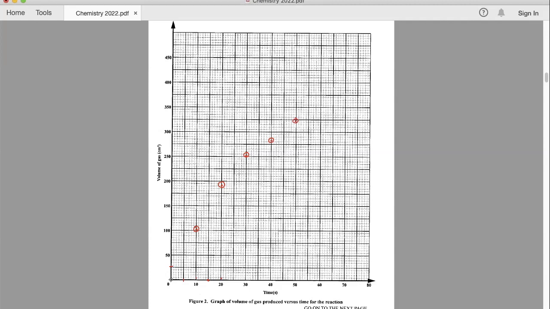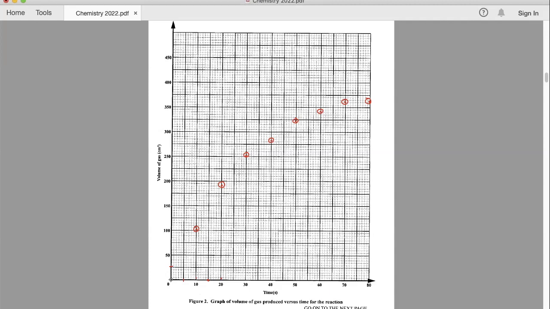So here we go. This is the right here. 70, 360, and at 80, 360. So we see that things have leveled off. So after 70, no more gas was produced. We're getting a leveling off to say that the reaction would have stopped at 70 seconds.